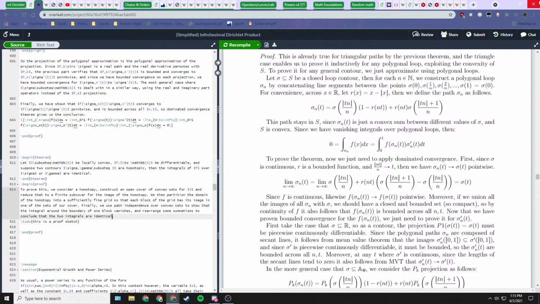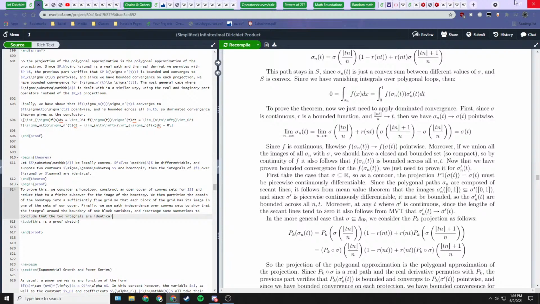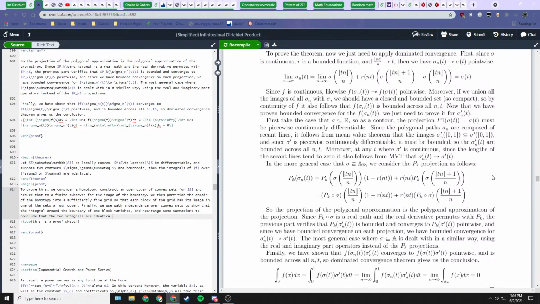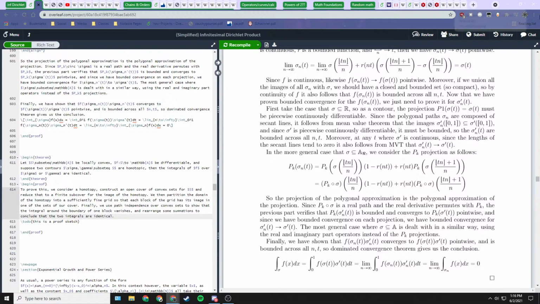What we had done originally was essentially, so we just sort of observe that this whole path, the polygonal path, at least point-wise, converges to the original path sigma. That's sort of straightforward. But we went a little deeper when we were doing some edits. So originally we had just said, well, if you just take this projection of this polygonal approximation, you just end up with the polygonal approximation of the projection.